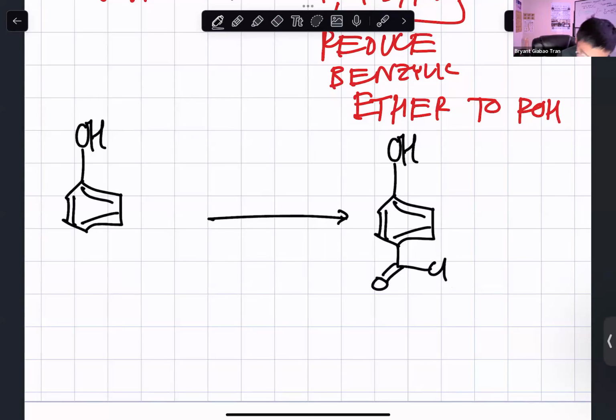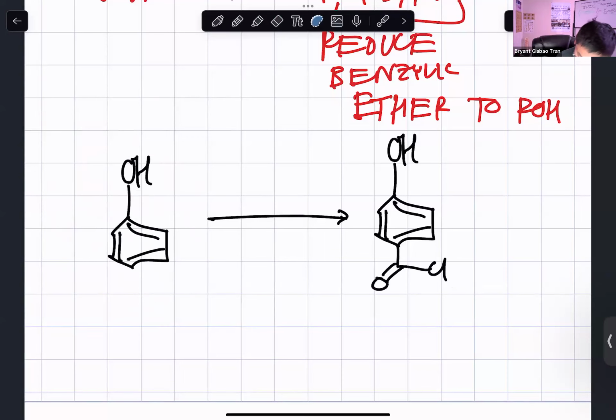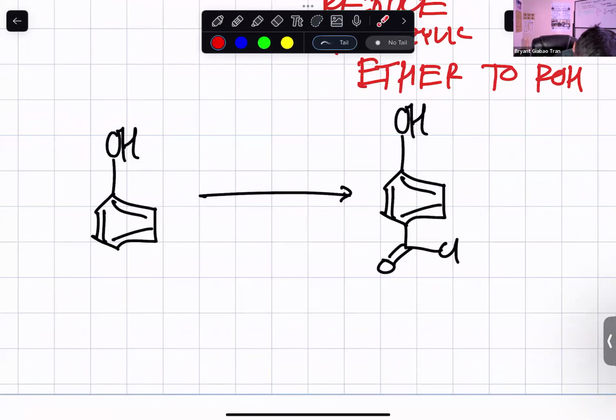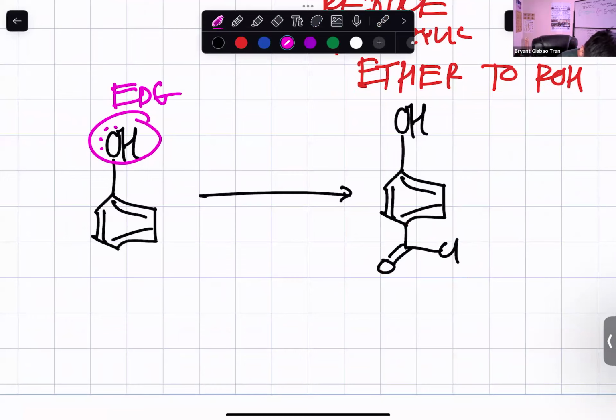Right, so there's 2 ways that you could do this. I'm going to show you why this would not work. We see that we added an acyl group para to this EDG, right? This is an EDG here because it could donate electrons directly into the ring, and the first atom has a partial negative charge, which is an ortho para director.